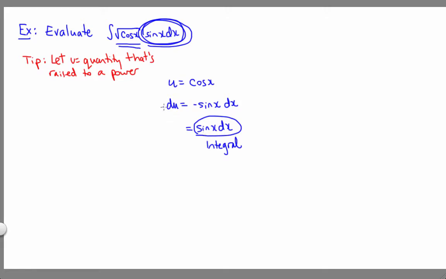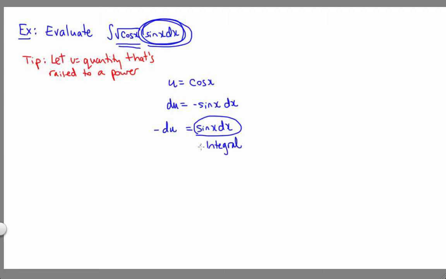So it's all about the previous step. We know that du is equal to negative sine x dx. What we want is positive sine x dx. So to move from this step to the next one, we're going to have to multiply by -1. So we could say negative du is going to be the same thing as sine x dx.